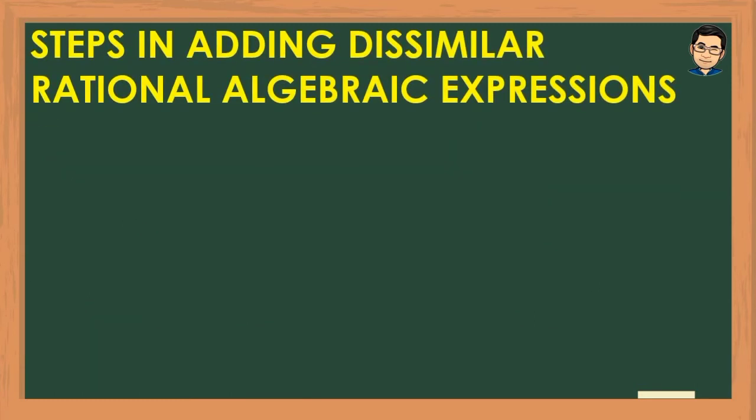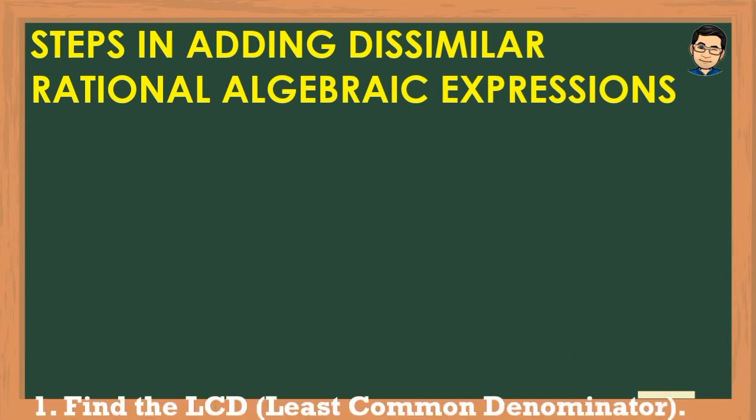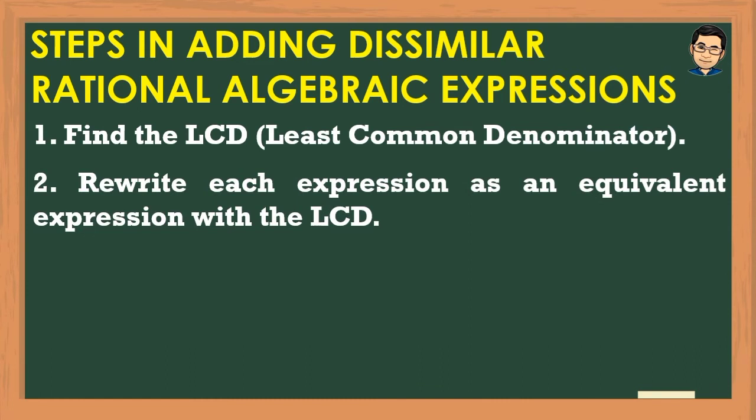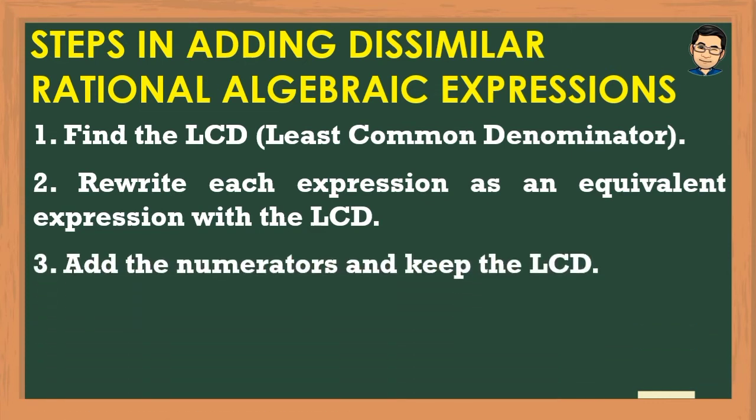So, what about the steps in adding dissimilar rational algebraic expressions? So, in here, dissimilar po, hindi na po magkamukha yung mga denominator. So, the first one, we need to find the LCD, the least common denominator. Next, rewrite each expression as an equivalent expression with the LCD. Next, add the numerators and keep the LCD. And then, simplify if possible.